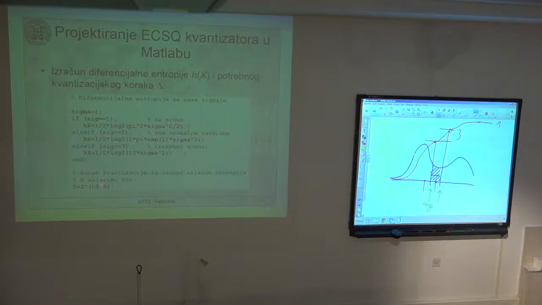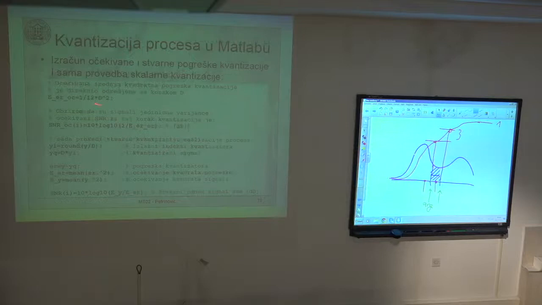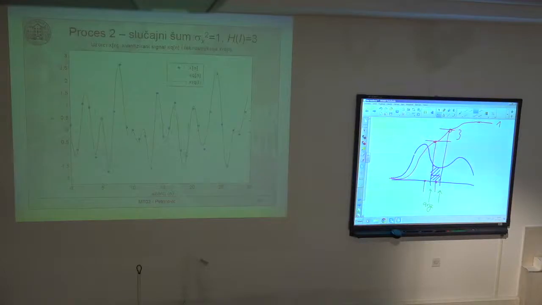So the expected error, the expected SNR, is given only by the rate. The rate defines the step size. The step size is used to find the expected distortion, and this expected distortion defines the SNR. And this is a linear relationship between the quality and the rate. The slope of this linear dependence is always the same, 6 decibel per bit. So the slope is always the same.